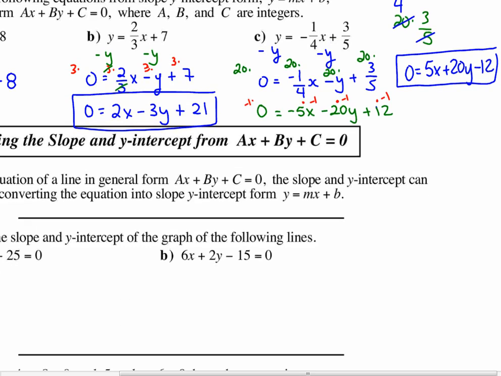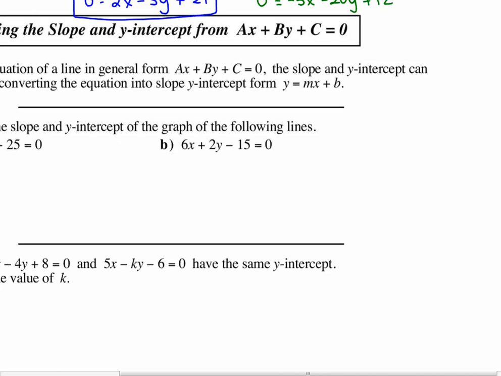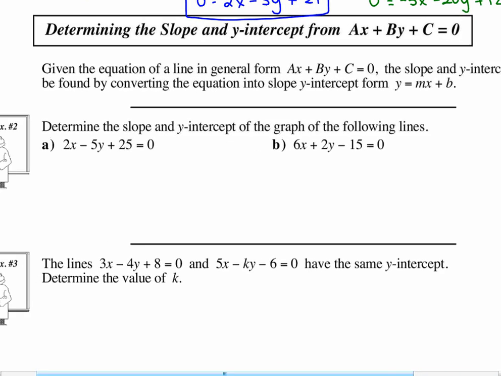Okay, so how do we go back? How do we go the other way? Usually it's in general form, and we want to take it out because we want it useful. We want to be able to see our slope and y-intercept. Just by looking at that, I can't tell you what my slope and y-intercept is unless I make it y equals mx plus b. So it's a lot easier. I need y by itself.